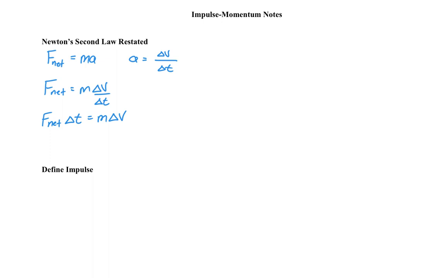Now, for the purposes of this part of the year and this unit, we tend to drop the net part. So I'm just going to write that as F times delta t is equal to mass times change in velocity. We can do better than that. We can write that a little bit differently.